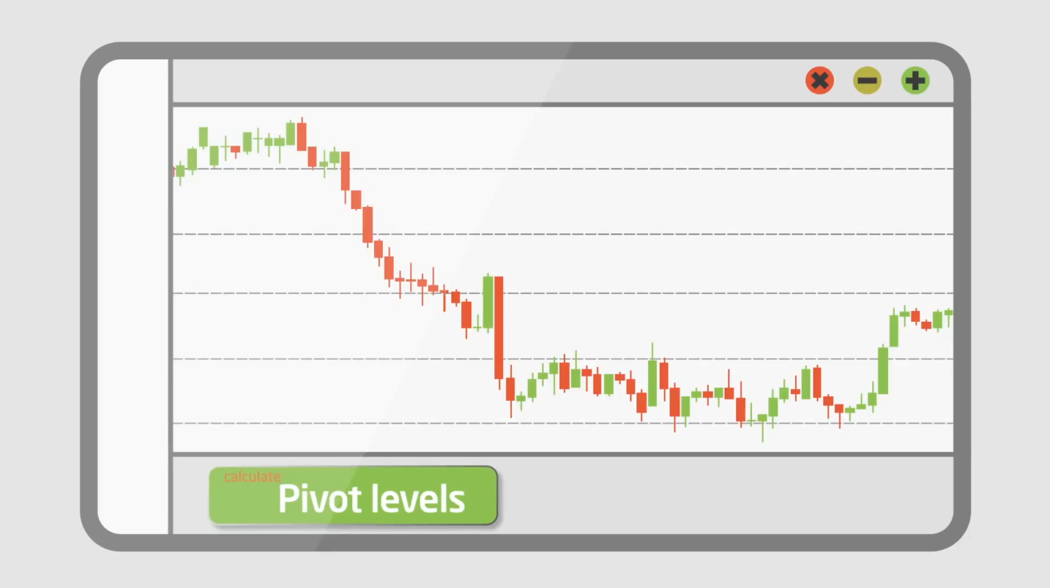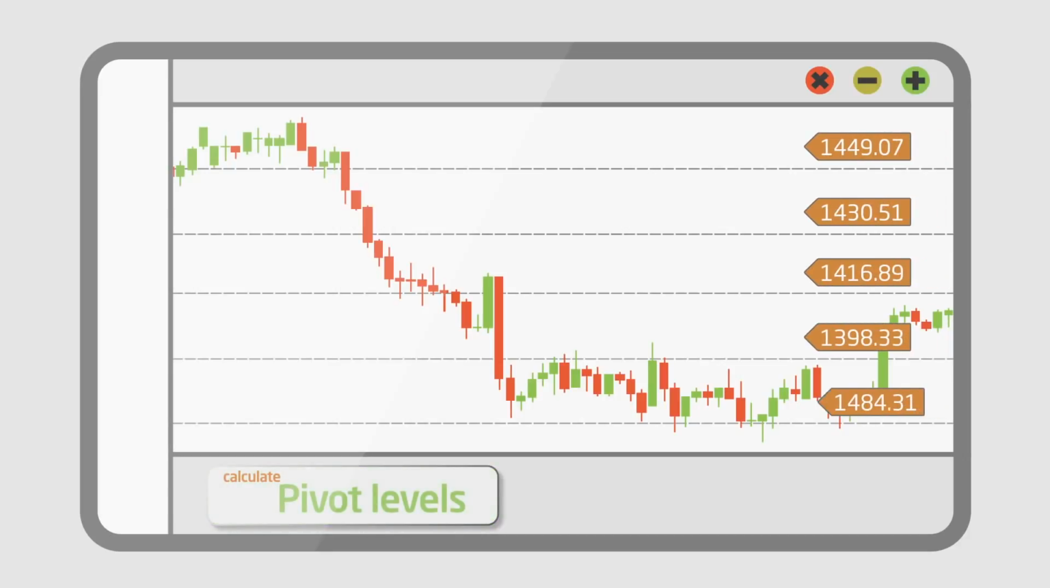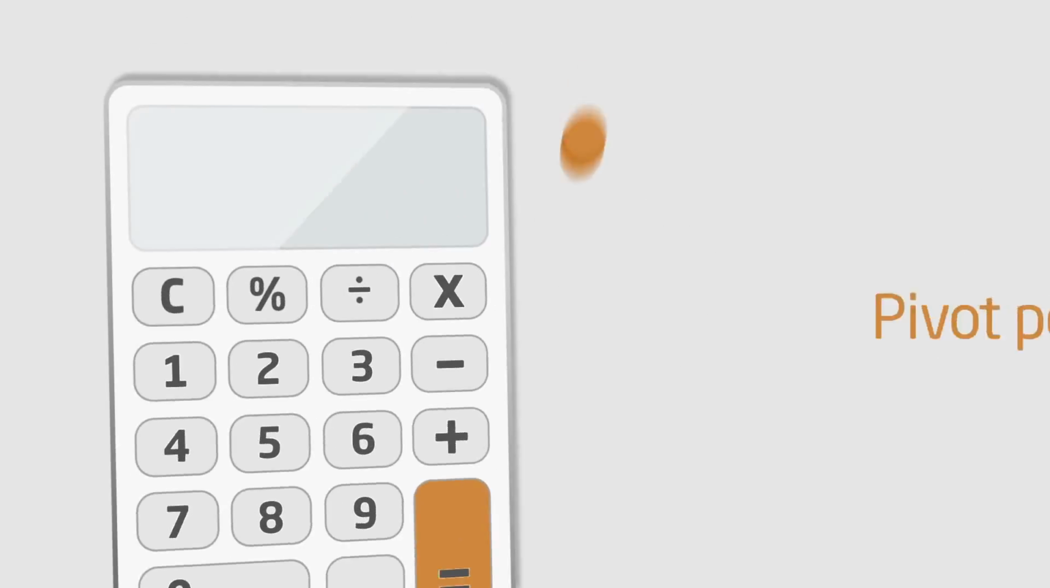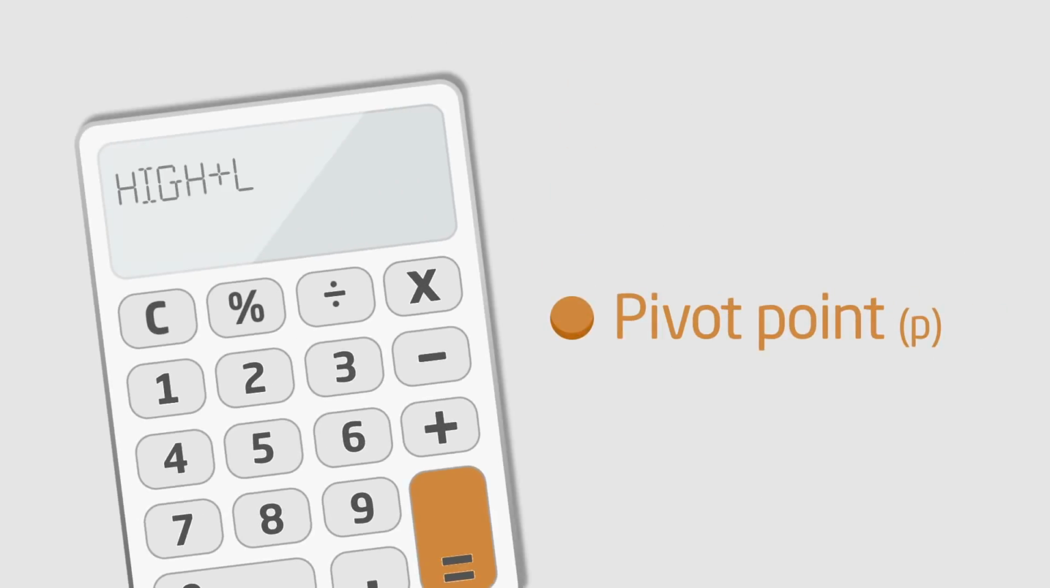Most trading platforms will automatically calculate the levels for you, so it's not necessary to learn the formulas. However, it can be useful to understand how they are calculated. The pivot point is the average of the high, low, and close of the previous period. To calculate it, simply take the sum of the high, low, and close and divide that value by 3.